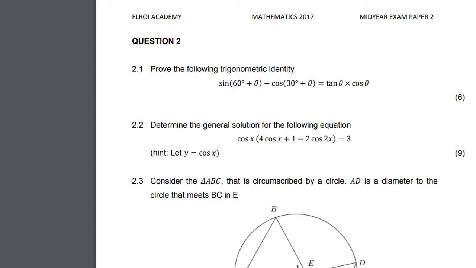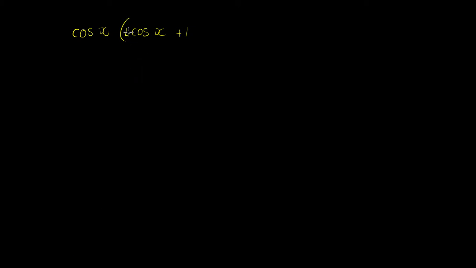So if I go there, we've got cos x, and then in here cos x plus 1, I think it's 4 cos x, 4 cos x plus 1 minus 2 cos 2x is equal to 3. And so this was a difficult question. I don't take that away. It was difficult in the sense that there were a lot of steps, but it was really not difficult to know what to do next.